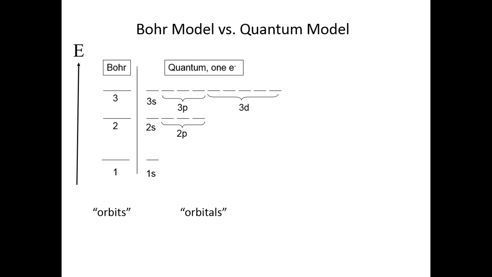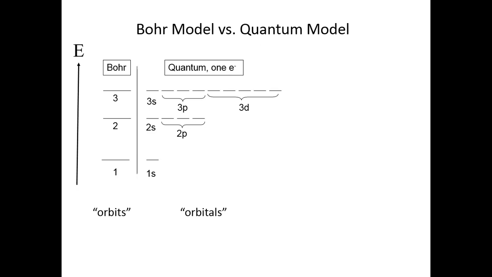In the n equal 3 level, the quantum model predicts 9 different modes of motion, or orbitals, which we label 3s, 3p, and 3d. If we have only one electron, the energies are the same. Both models are able to predict the emission spectrum of the hydrogen atom.